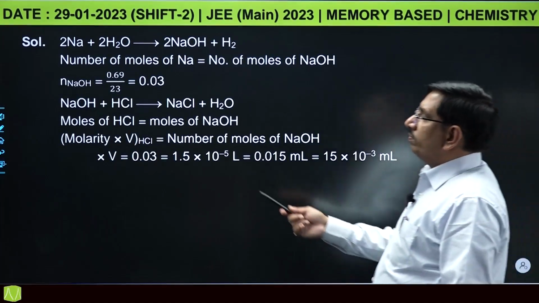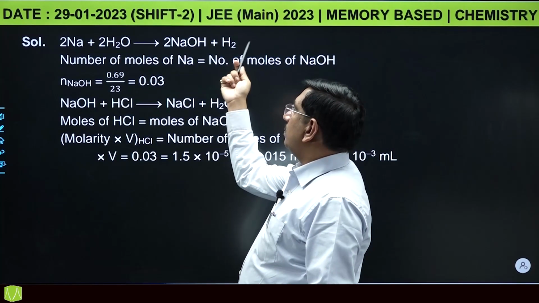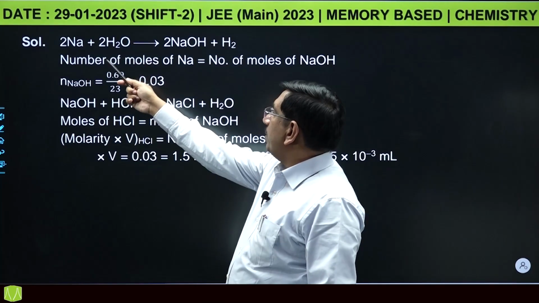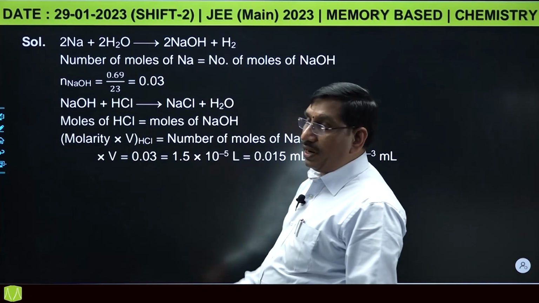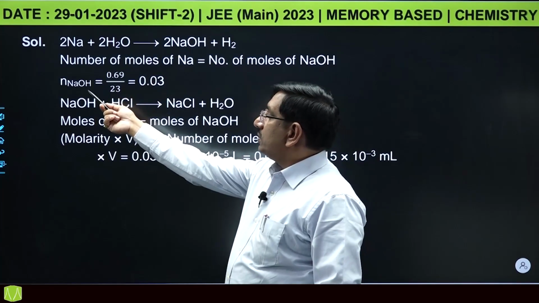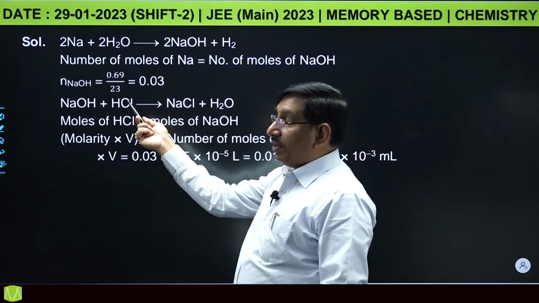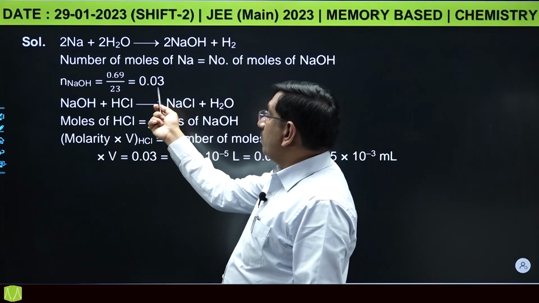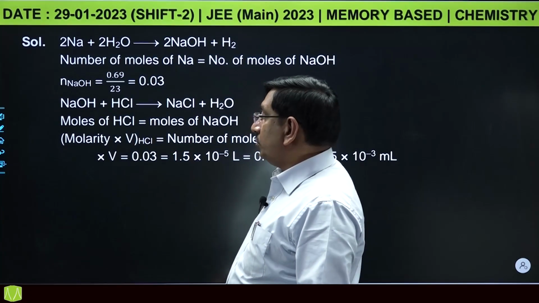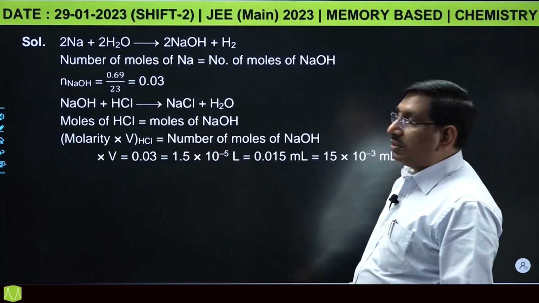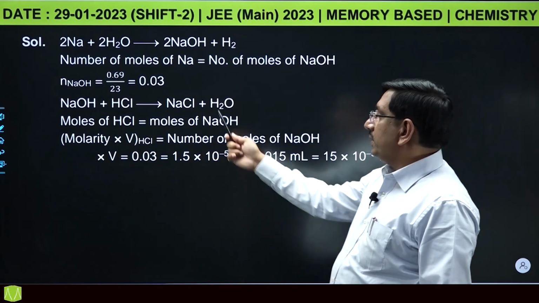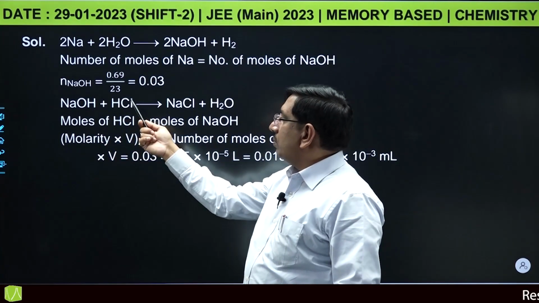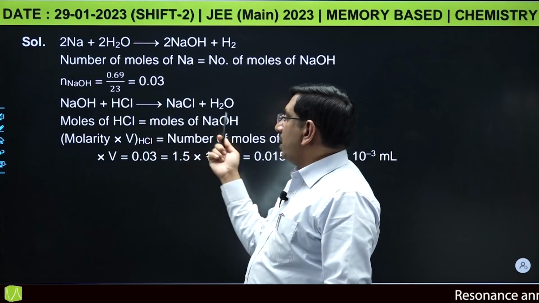Here, sodium on reaction with water produces hydrogen and sodium hydroxide. The number of moles of sodium will be equal to the number of moles of sodium hydroxide. Here, the number of moles of sodium hydroxide can be calculated based on the mass of sodium. So, the number of moles of sodium hydroxide is equal to 0.03. Now, this sodium hydroxide is reacting with HCl and producing sodium chloride and H2O. Here also, the number of moles of sodium chloride, sodium hydroxide and HCl are equal.